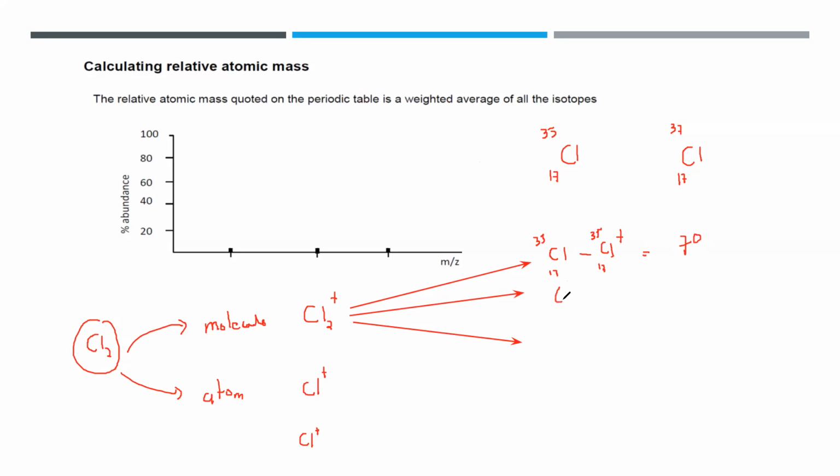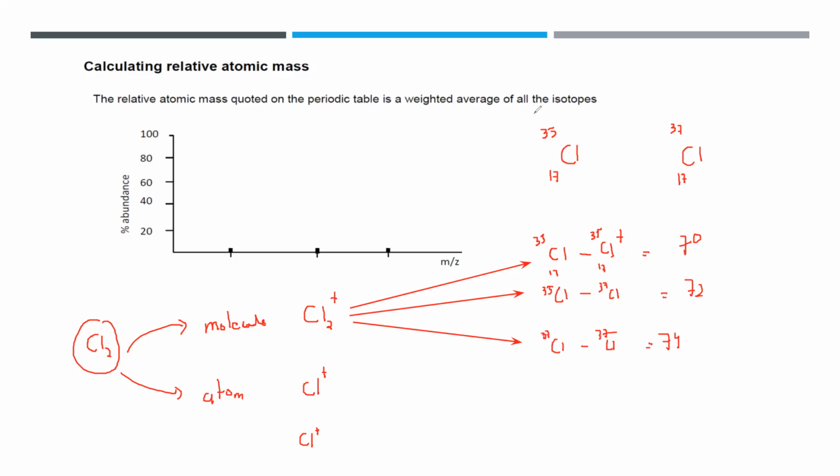Maybe one atom is 35 and the other one is 37. Then the sum is 35 plus 37, so you will get a peak at 72. And maybe both of them are 37. Then you will get a peak at 74. So there will be three peaks.